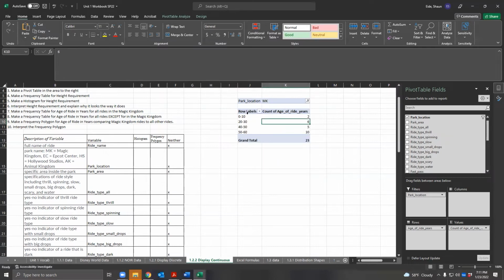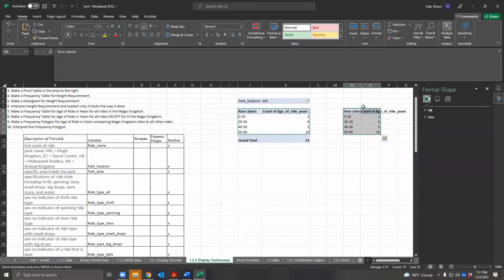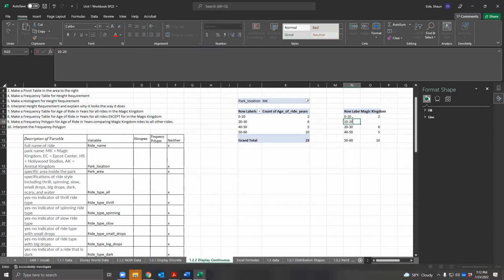Okay. So we're going to take this information, put it off to the side. And this is Magic Kingdom. And there's a little problem here. You see 0 to 10, 20 to 30, it skips something. And so it skips 10 to 20. So we need to put, well, and it's going to do that automatically. So we're going to put this in as text again, 10 to 20. We're going to put 0, 20 to 30, 40 to 50, 50 to 60.